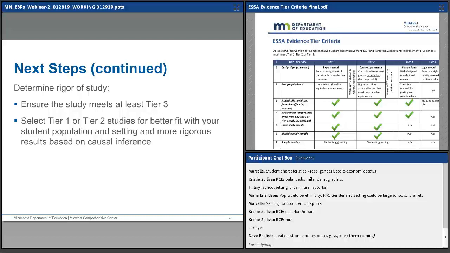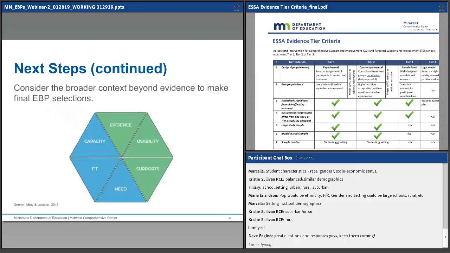You're going to want to ensure that the study at least meets Tier 3, all right? Review Webinar 1 if you haven't seen that one already, to make sure at least meeting the compliance requirements. But look for those Tier 1 and Tier 2 studies because you know that by doing so, you're going to look for a fit with your student population and your student setting, and you're going to have more rigorous results that demonstrate a causal relationship as opposed to just a correlational relationship, which may not be, and probably is not, causal.